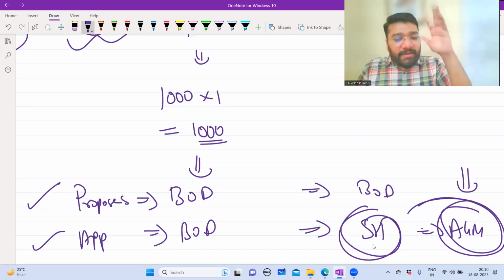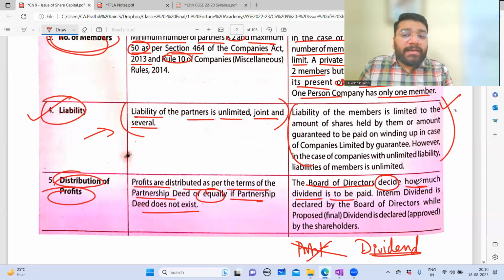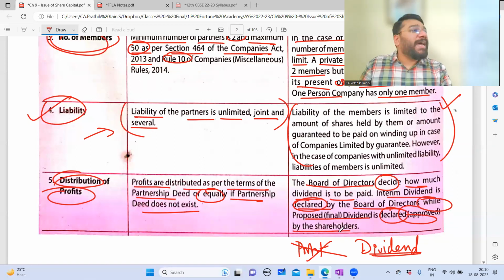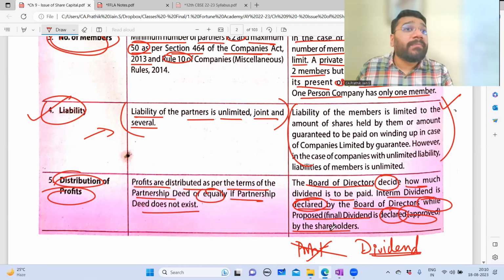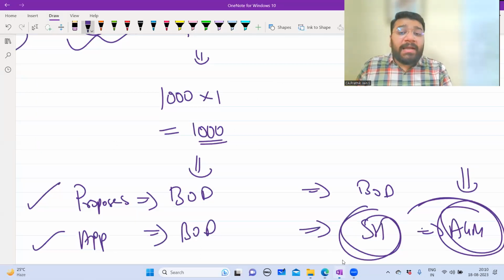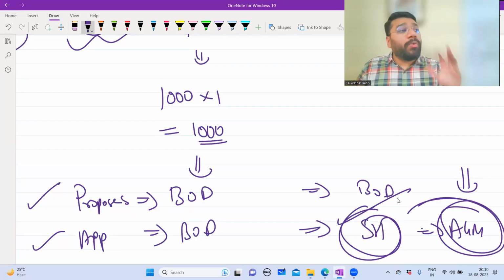So what is the annual general meeting? Everything you will understand. The board of directors decides how much dividend is to be paid. Interim dividend is declared by the board. Declared means what? Approved by the board. While the proposed or final dividend is approved or declared by the shareholders. The final dividend is approved by the shareholders. Now, how has it been approved? Obviously, the majority of them will be approving.